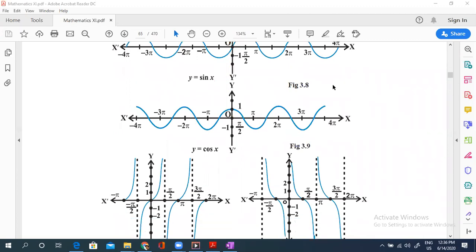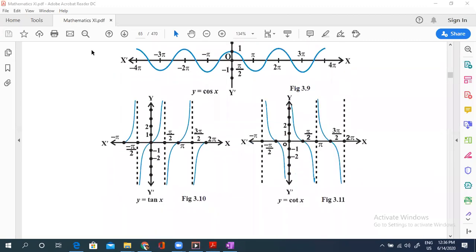Okay? Now see this. This is the curve of tan theta. So making the curve of tan theta is very easy. You just have to take 3 points.